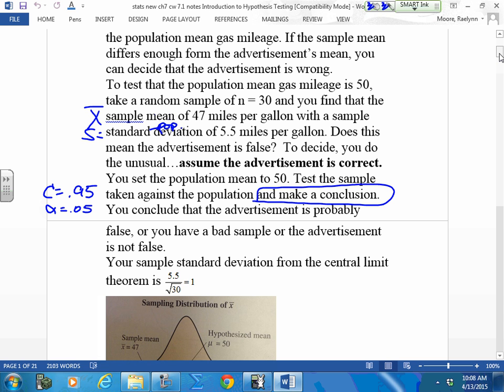You can conclude that the advertisement is false, or that you have a bad sample, and that the advertisement is not false. Now, the problem with the sampling is we can't conclude that your samples are false unless they tell us it is, because we're not doing the sampling. But in real life, what happens is, say you do a sample of 30 and you decide it's too far off, like it's just too far off of my population mean. Let me do another sample. Let me test another sample.